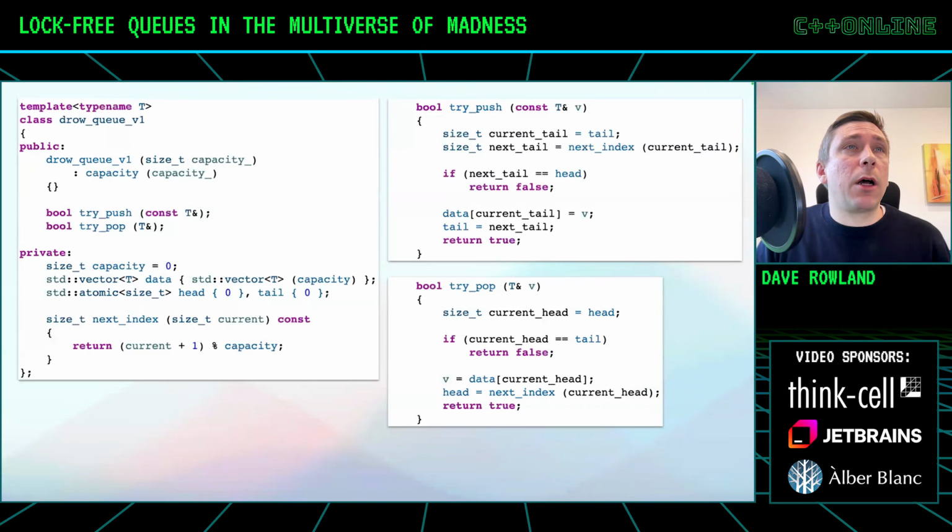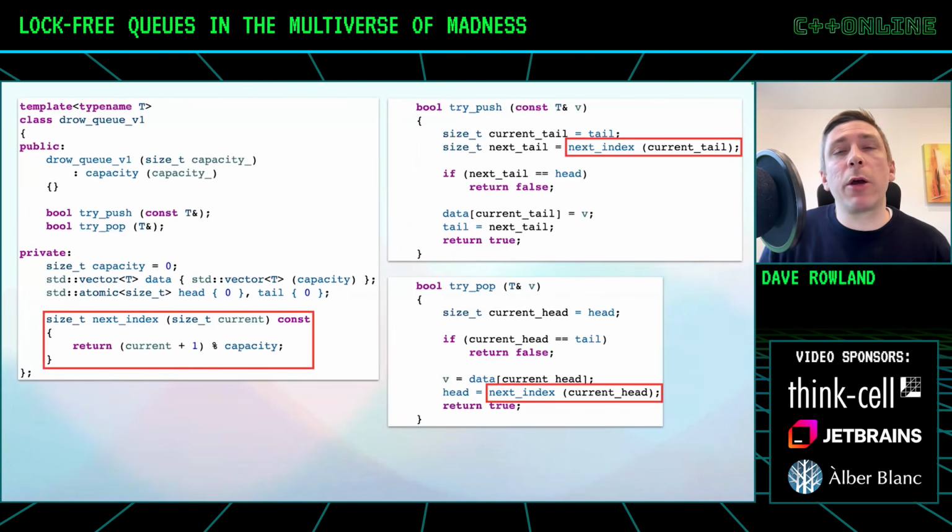So maybe we can look at our queue and see if there's places we can optimize. The first thing we can notice is that we're using this modulo capacity here, and that's a divide, which is quite a costly instruction, certainly more costly than a multiply, add, or perhaps something else that we'll see.